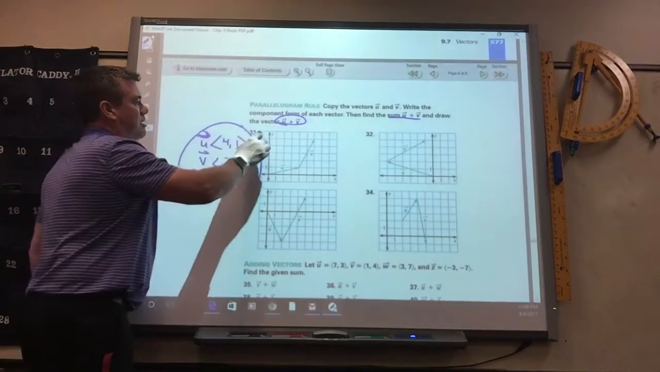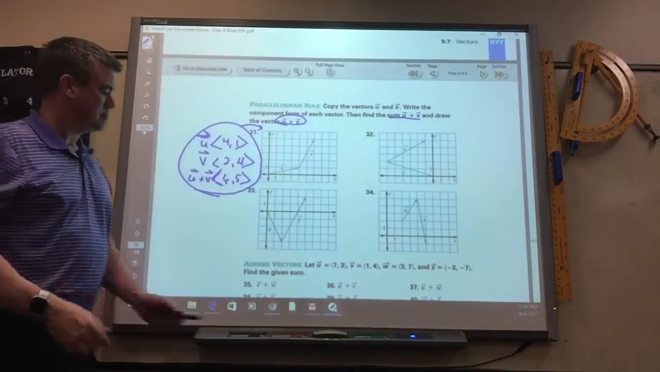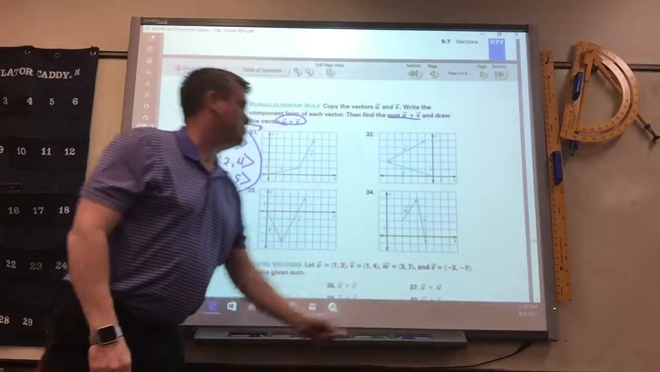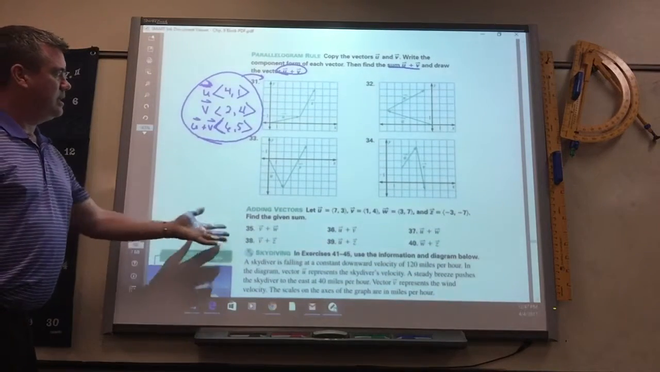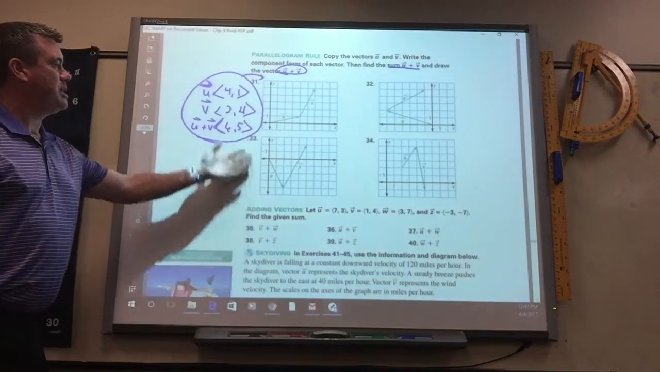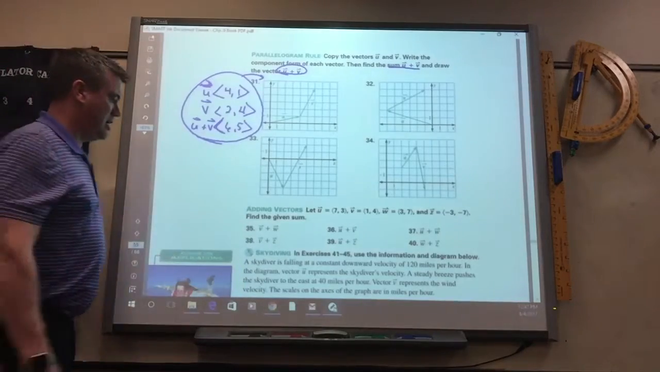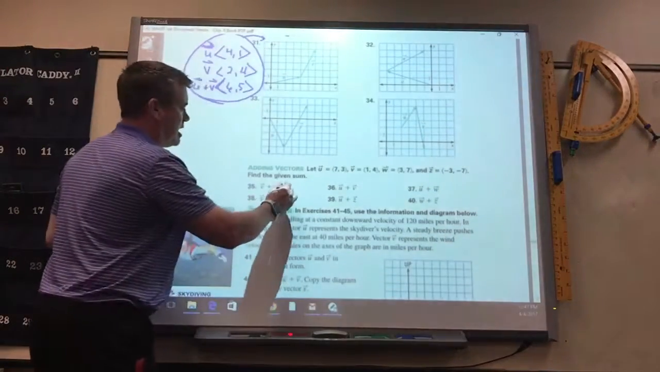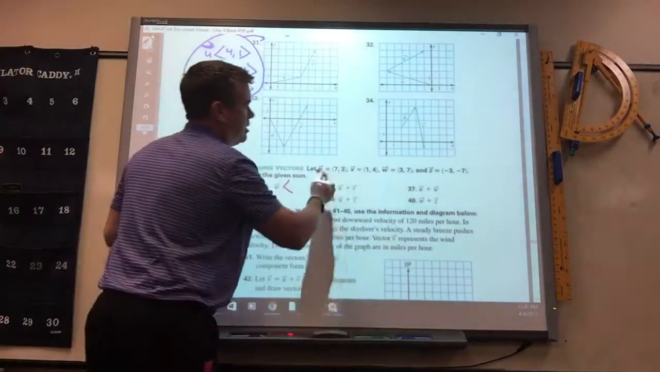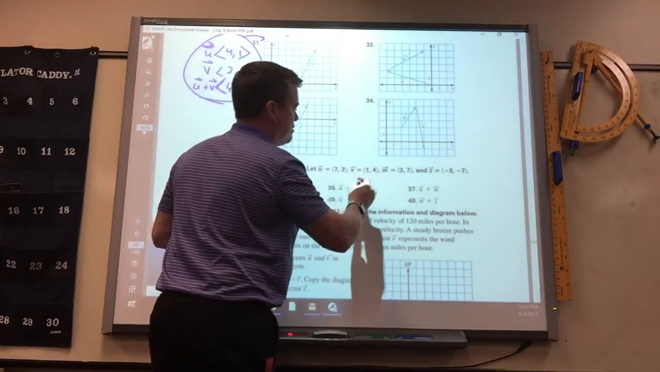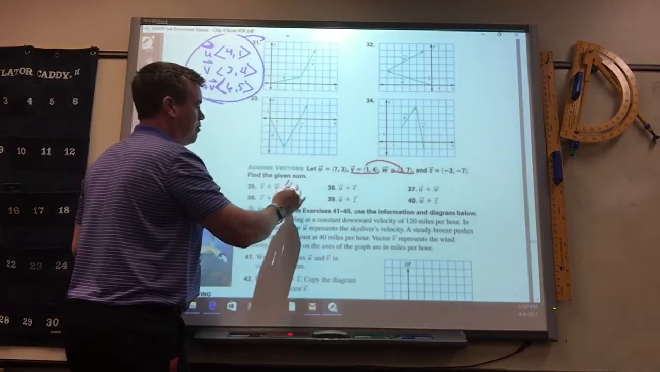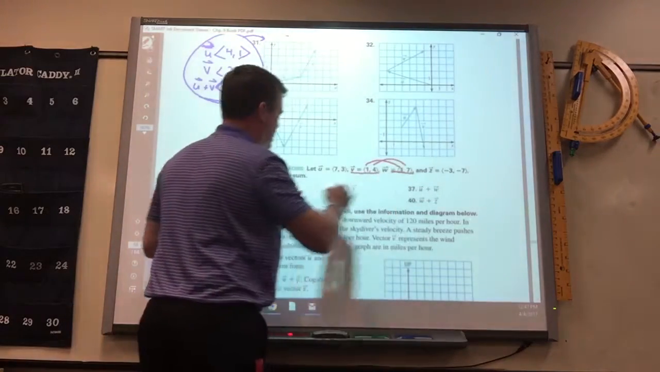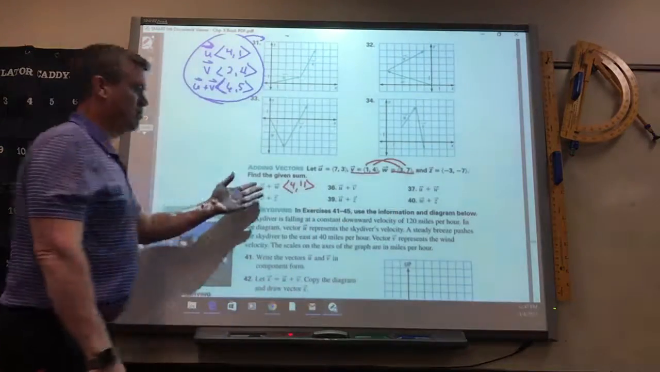So each of these you'll have three things. Here again, it's doing the same thing as up here, it just doesn't have the graph. For 35, v plus w, you got to look up here. Here's v and here's w. So 1 and 3 is 4. 4 and 7 is 11. That's all you do for these.